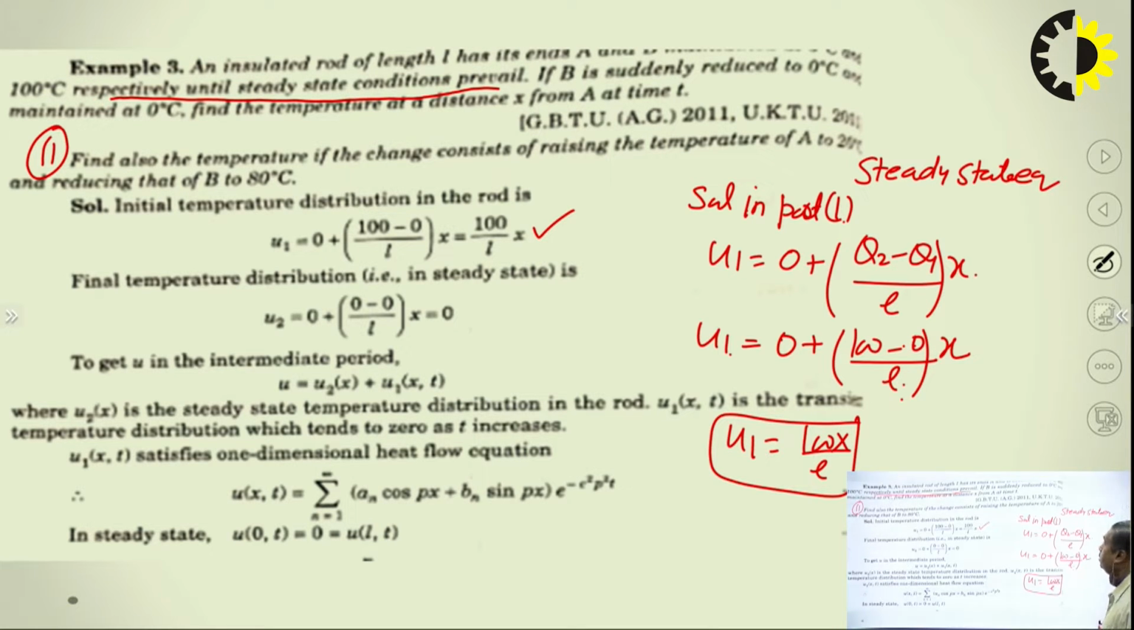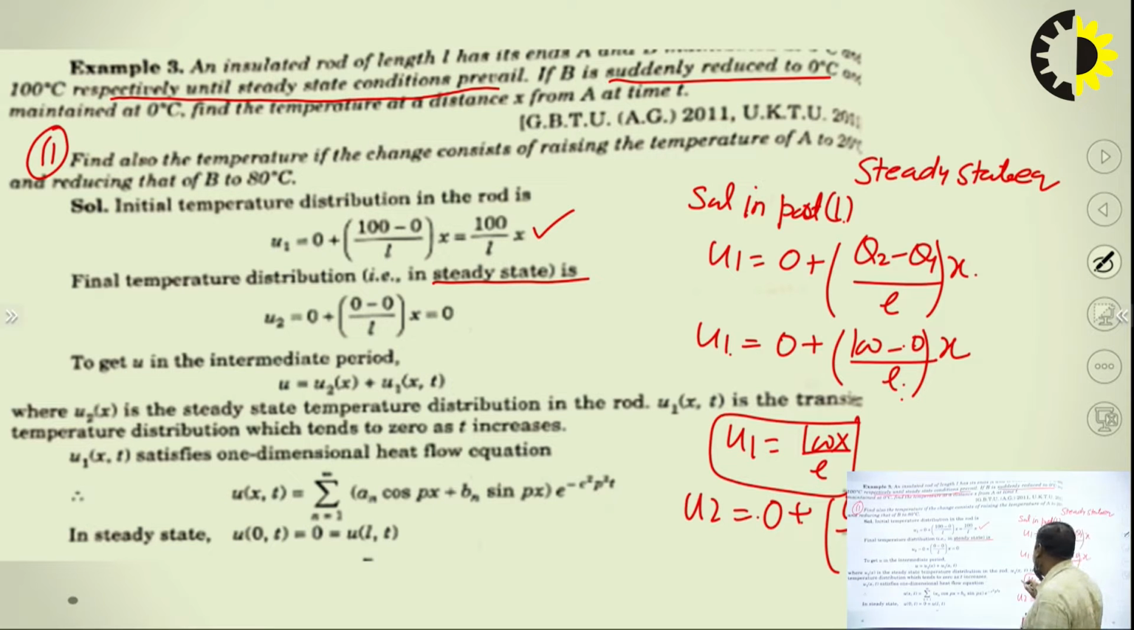There is another point. When the steady state prevails, then U2 is the temperature when it is suddenly reduced to 0 degree centigrade. That means 100 is reduced to 0 degree centigrade. Then the equation becomes 0 plus 0 minus 0 upon L into x, and that becomes 0. There are two functions, U1 and U2. For any intermediate period, U is given by U2(x) plus U1(x,t).